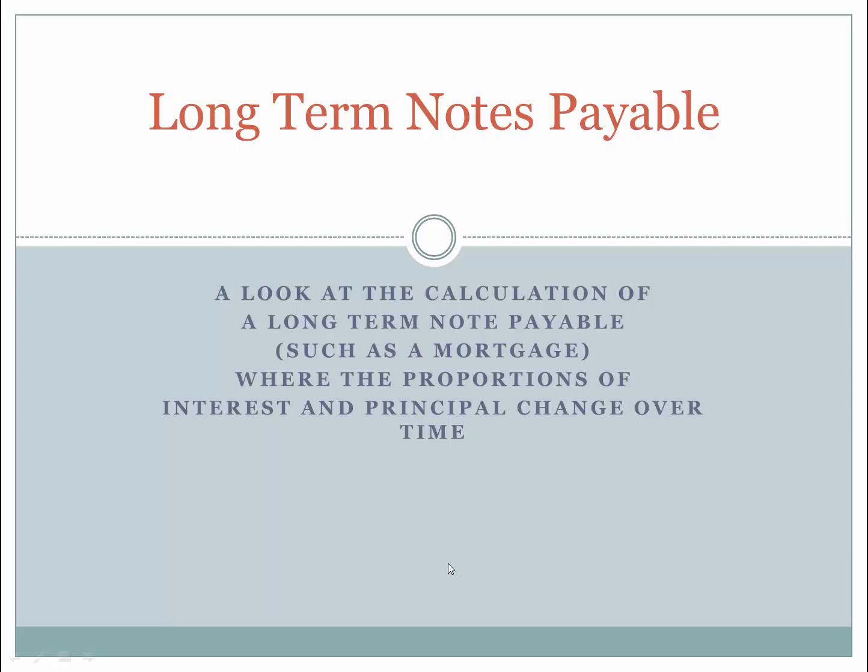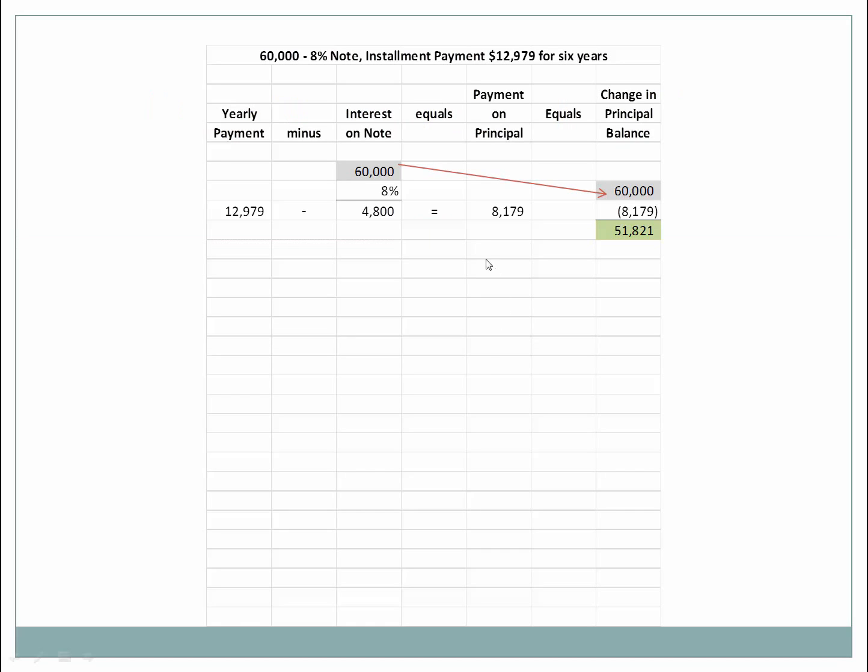Long-term notes payable. A look at the calculation of long-term notes payable, such as a mortgage, where the proportions of interest and principal change over time. In this instance, we'll look at a $60,000 8% note with regular installment payments of $12,979 for 6 years. We'll look at this calculation as a simultaneous calculation, looking at the various columns, and I'll show you the logic behind it as we go through it.